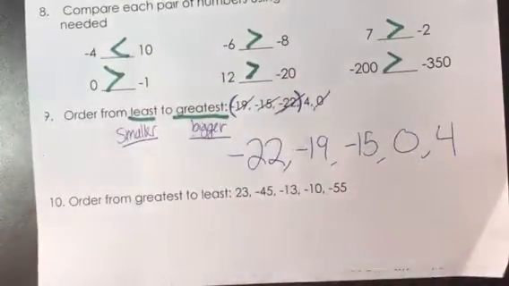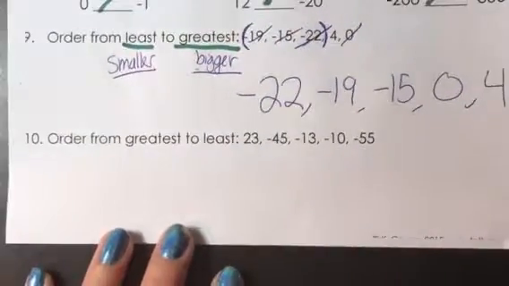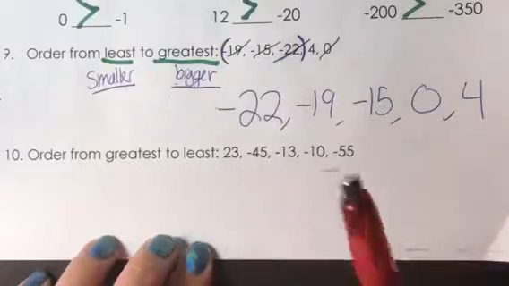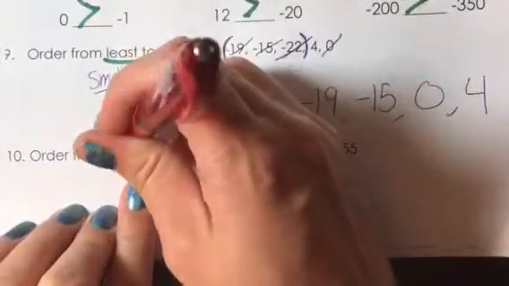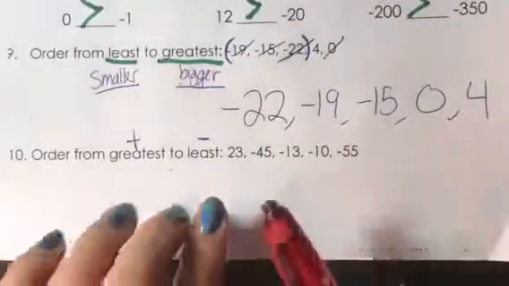Now I have a new task. I need to order the numbers from greatest to least. So now, greatest means the most positive, and least would be the most negative. So let's look at these numbers.